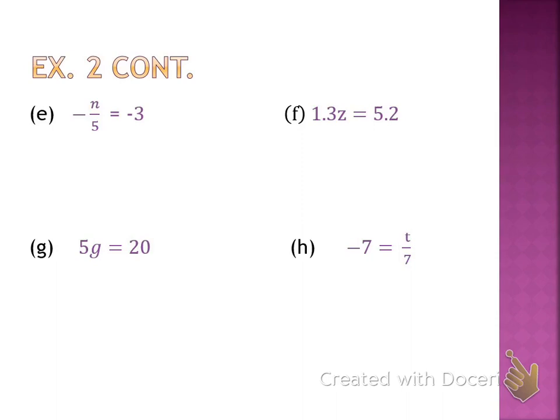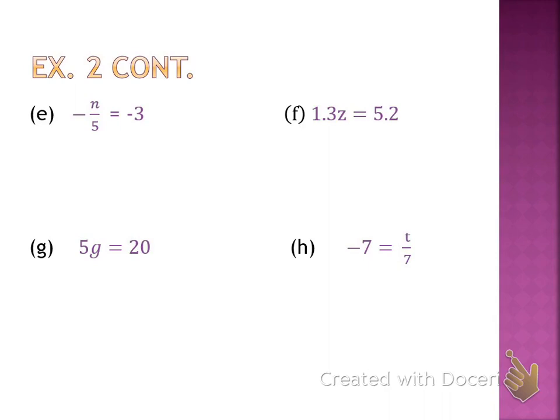So when we see a fraction, what kind of a problem are we actually looking at? A division problem. Anytime you're looking at a fraction, you're looking at a division problem. So I want you to read it again and give me an operation this time. Negative n divided by 5 equals negative 3.